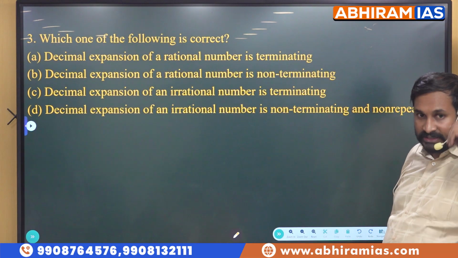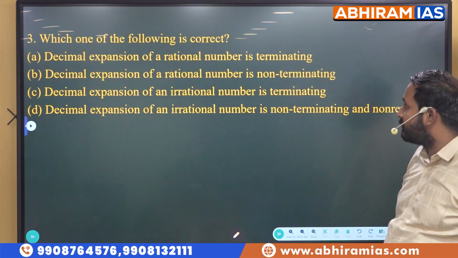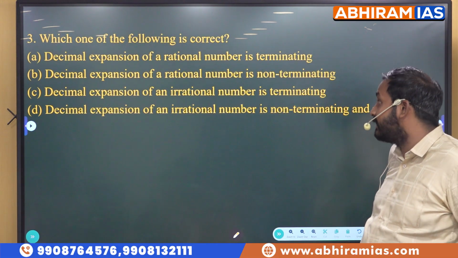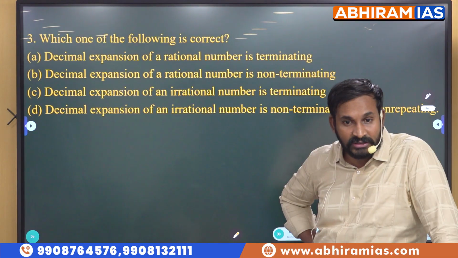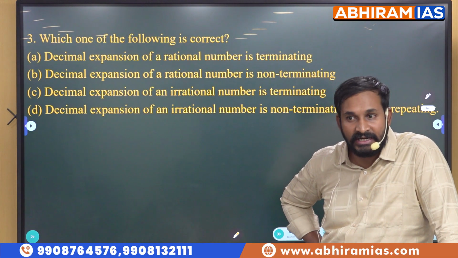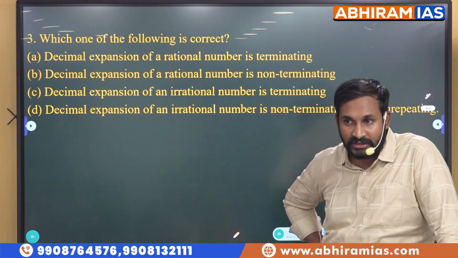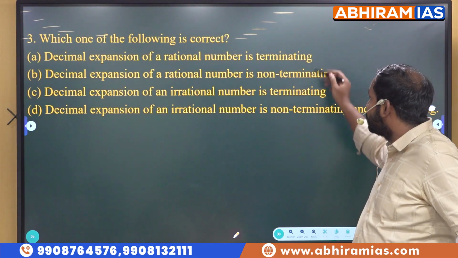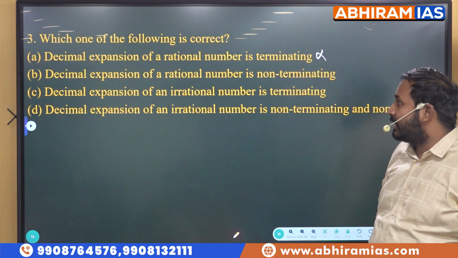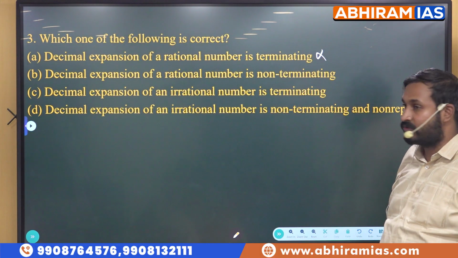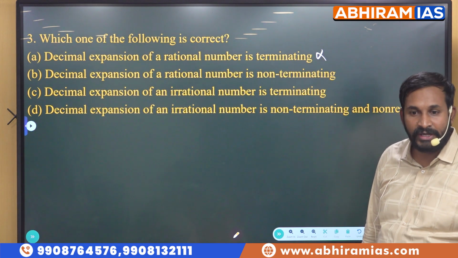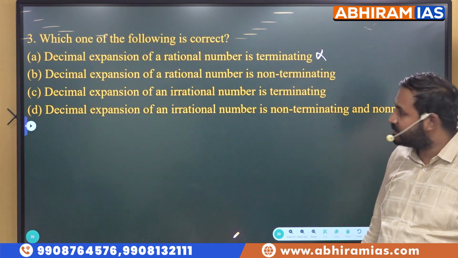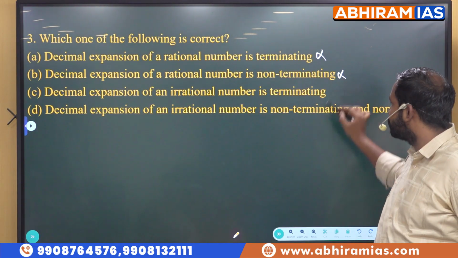Which of the following is correct? Decimal expansion of a rational number is terminating. See, there are some rational numbers which are non-terminating also. What are those? Recurring decimals are there, right? They are non-terminating, so this one is false. Next, decimal expansion of a rational number is non-terminating only. We have 1.2, that is terminating, right? That is also a rational number. So that one is also gone.